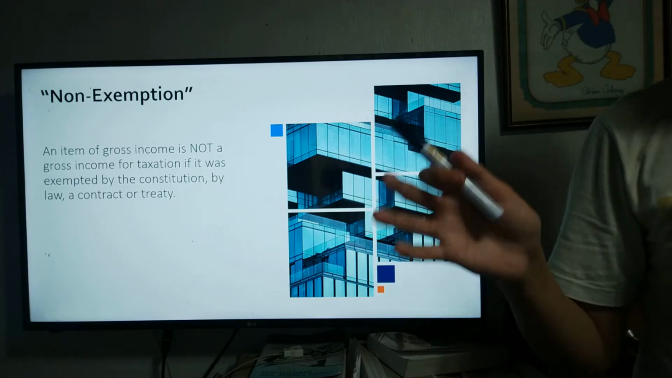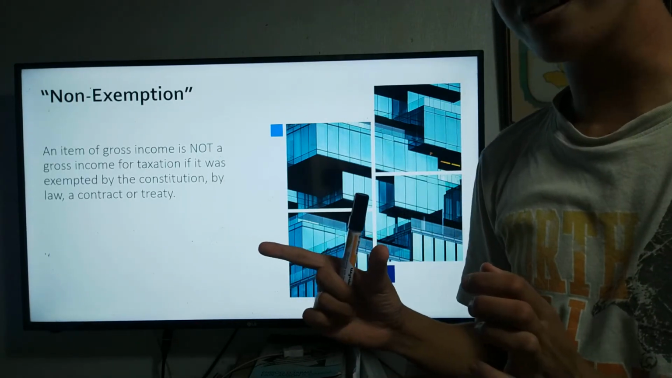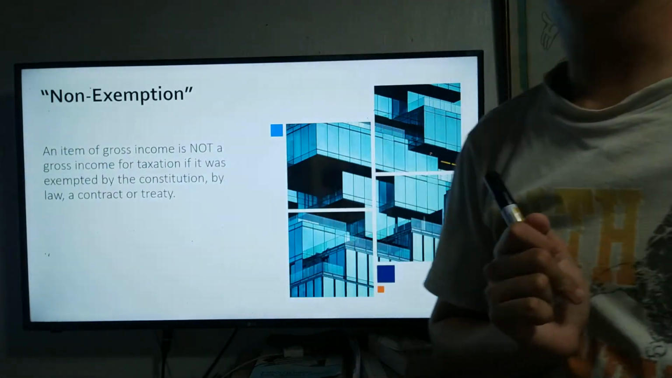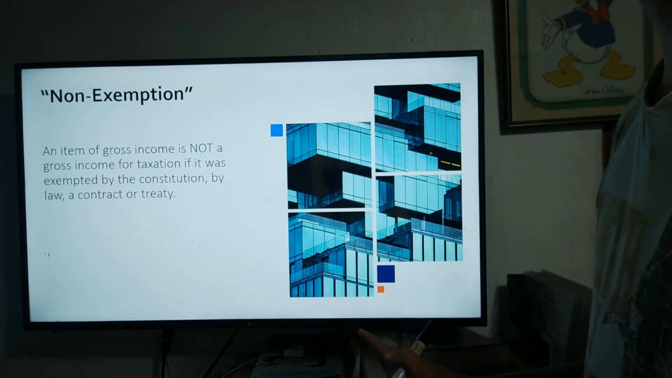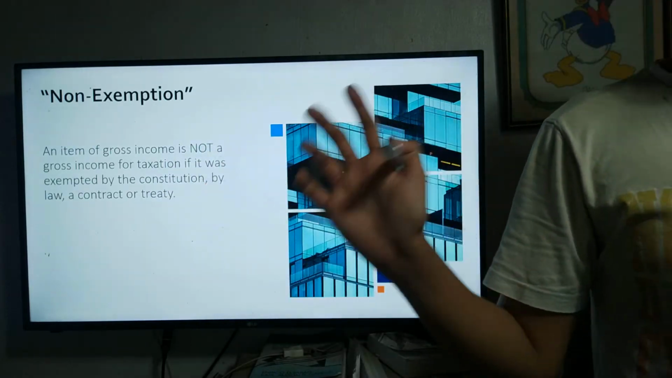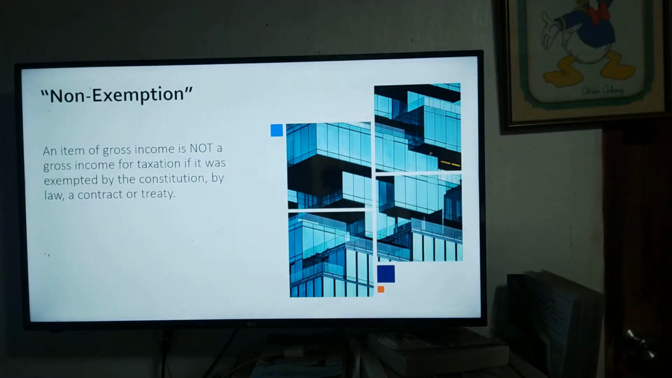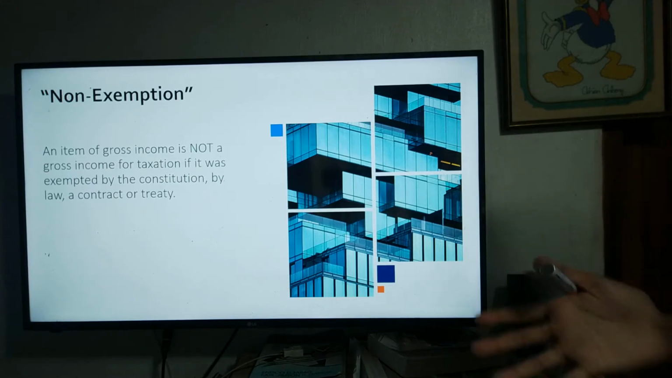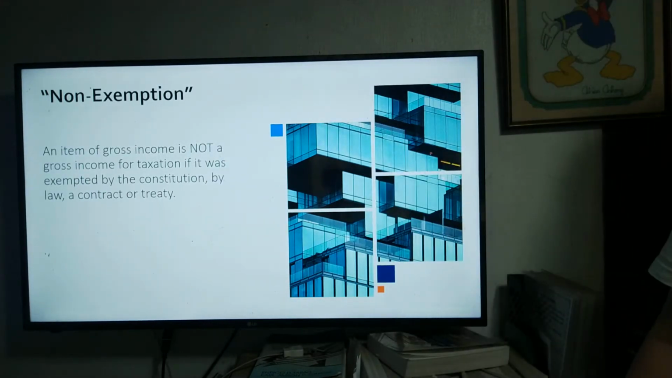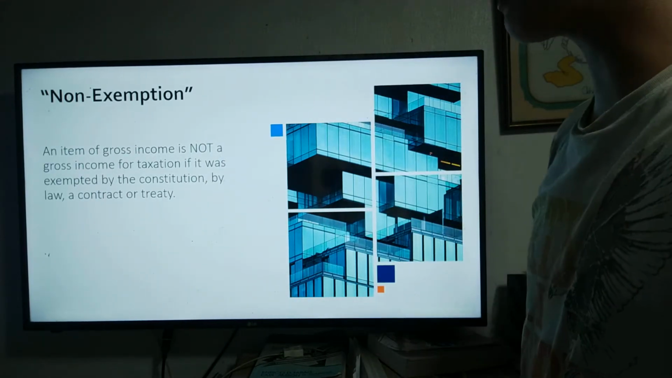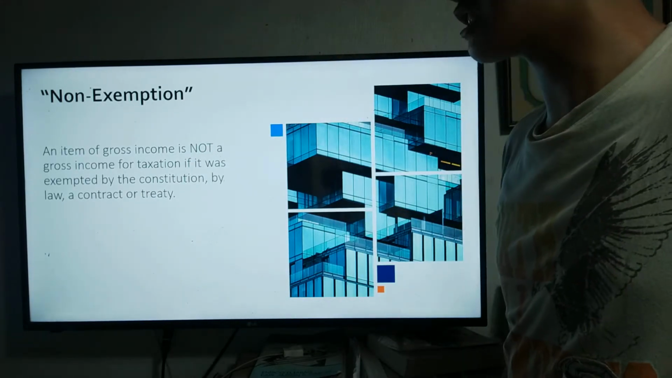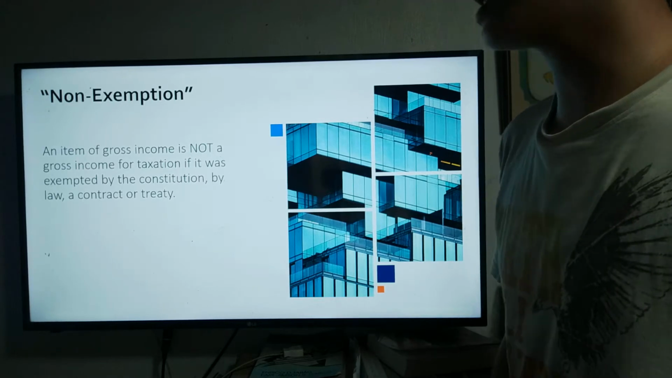Tignan nyo lang kung sa batas, exempt yung particular item of gross income na yon, at kung exempt, then it will not form part of taxable gross income. Pero if wala naman hong exemptions, then, therefore, it is an item of gross income worthy of taxation. Ano ho ba yung mga examples? Actually, later on, kaya hindi ko siya i-discuss extensively right now, kasi may separate chapter po tayo for tax exemptions, or for exclusions in income taxation.